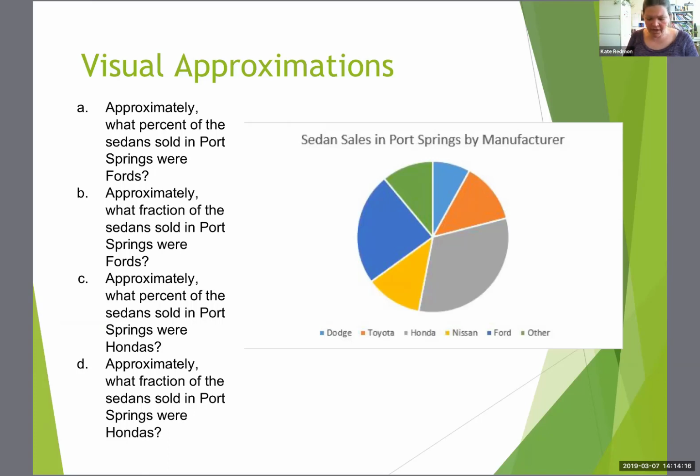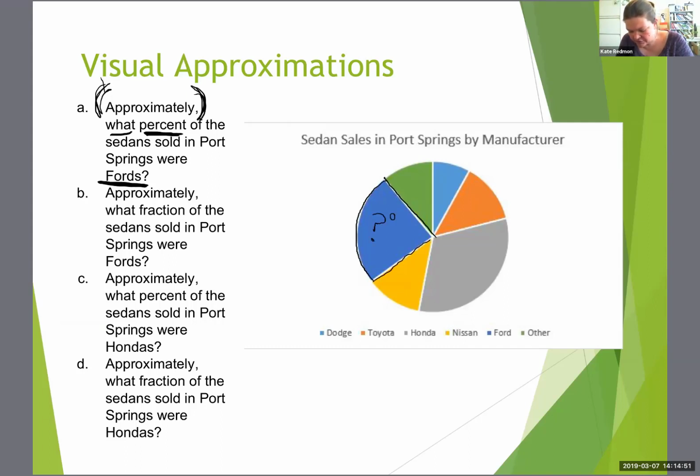Okay, so A says approximately. So guys, don't panic. You don't have to have an exact answer. You have to have a decent guess. Approximately what percent of the sedans sold in Port Springs were Fords? So first of all, let's locate the part of the graph that we're looking at. If we're talking about approximately what percent were Fords, where on the graph should I be looking? The dark blue area? The dark blue area. Here is my dark blue area. And they want to know approximately what percent is that.